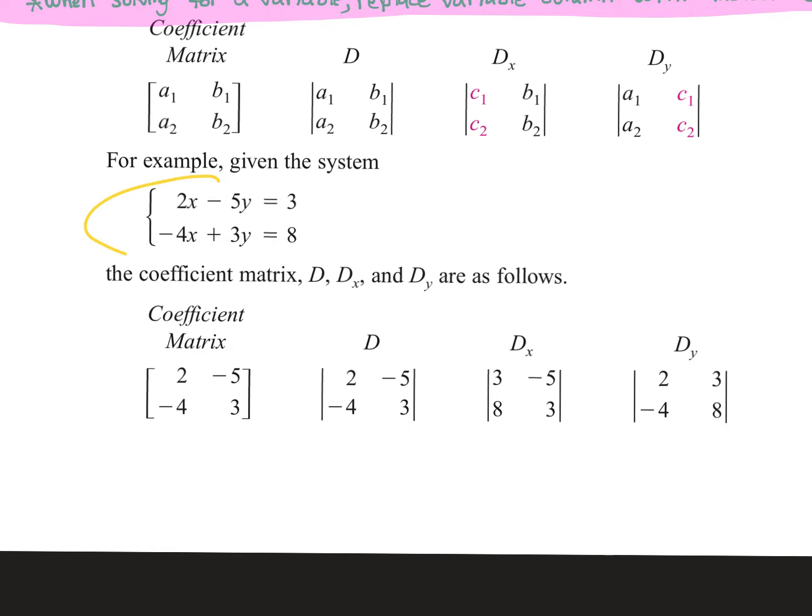Right here, I have 2x minus 5y equals 3, and negative 4x plus 3y equals 8. Now, you could solve using substitution, elimination, whatever, but here we're using Cramer's rule. So the first thing we're going to do is find the coefficient matrix. We're going to write it out. Do you see where we get 2, negative 4, negative 5, and 3 from? Yes? All right, so let's find the determinant for that.